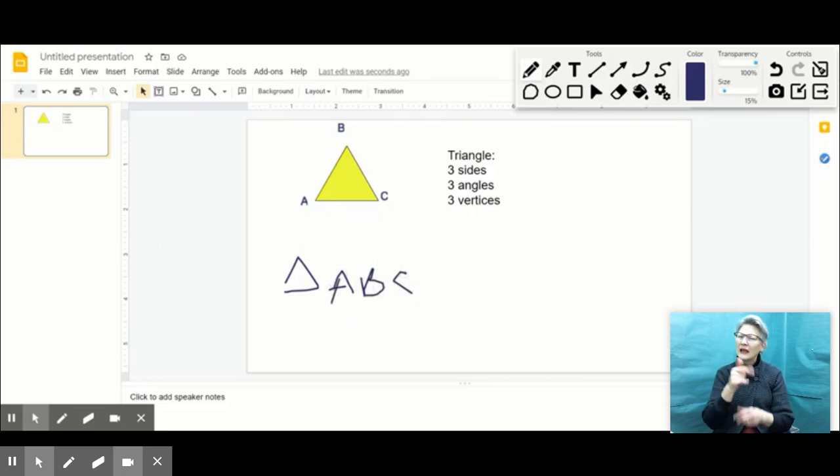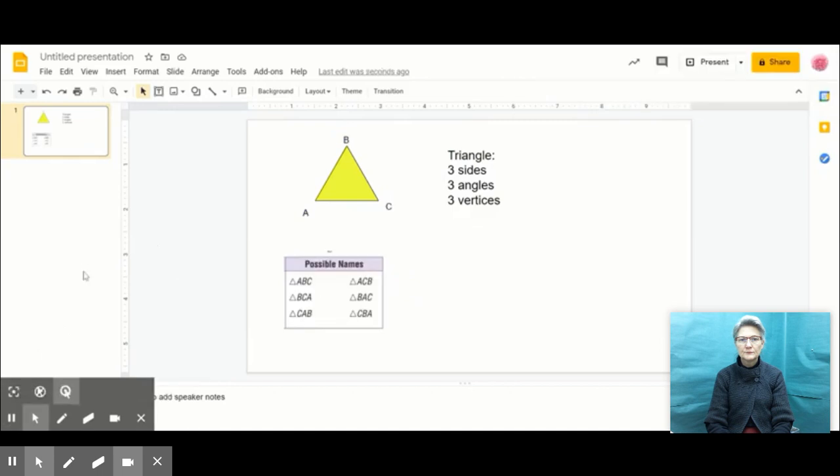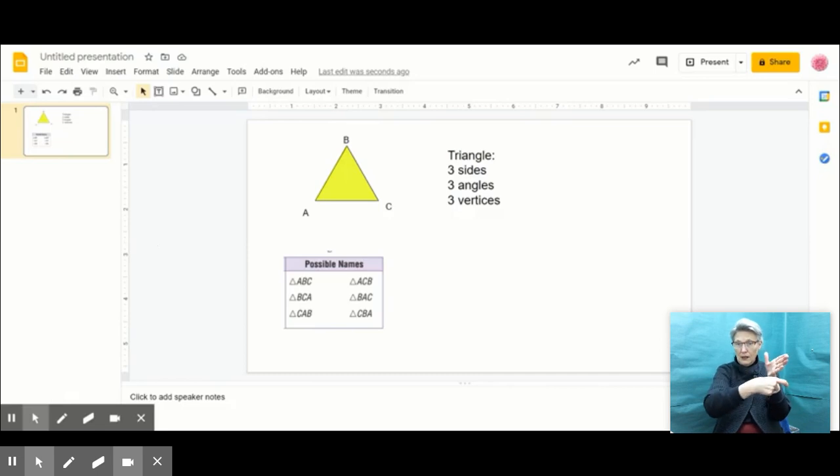Are there any other names that you think I could call this triangle? Think about that. I hope you said yes, because actually there are quite a few more. So I can call it triangle ABC, we said. I can also do triangle ACB. I can do CAB, CBA, BAC. There's many names that I can call this triangle. It doesn't matter the order in which I list the vertices. Here is a table of the possible names for this triangle. So you'll see the different ways that I can name it.